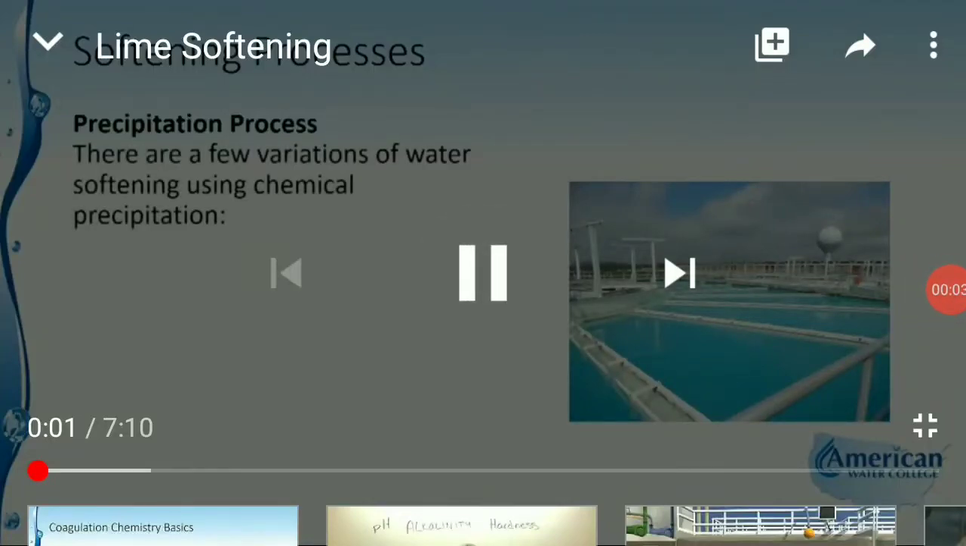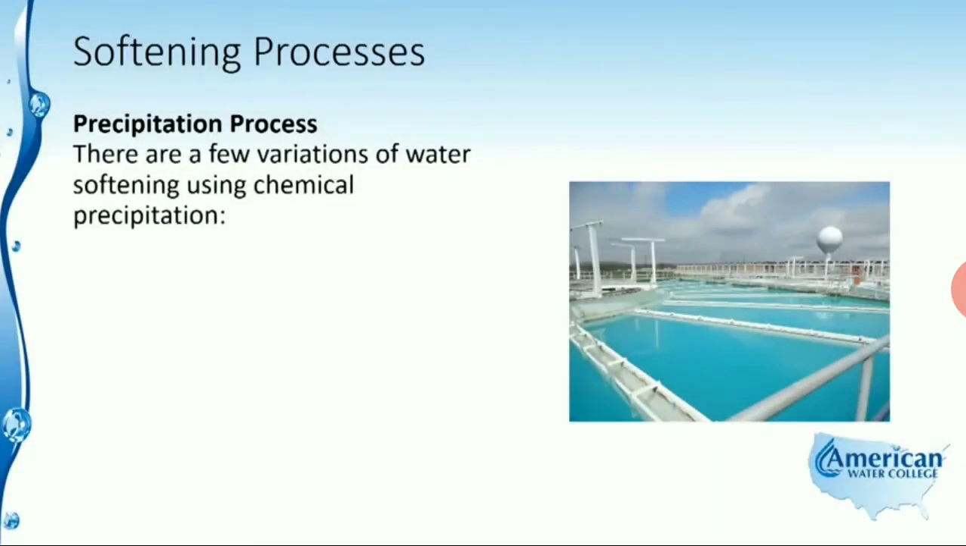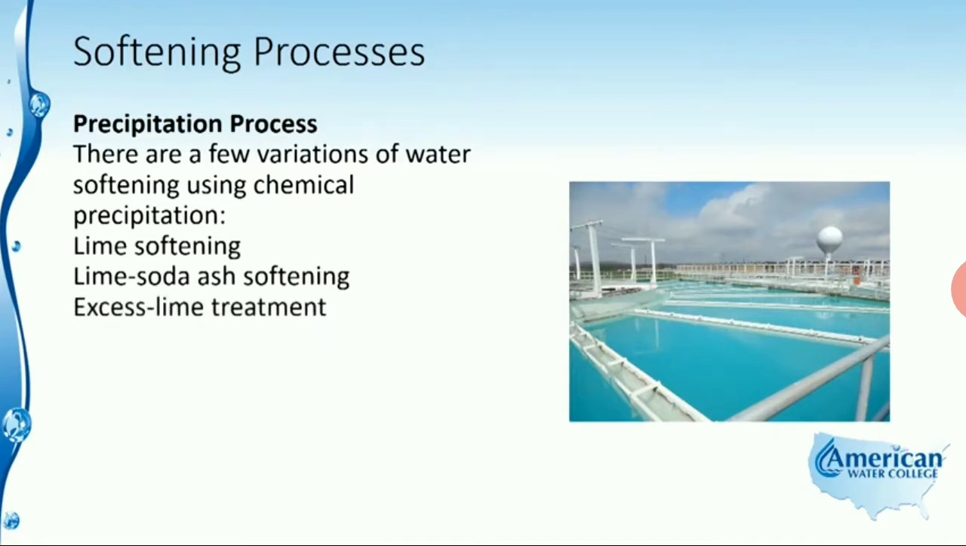There are a few variations of water softening using the chemical precipitation process. There's lime softening. There's also lime soda ash softening. There's also a process called excess lime treatment, and that's used to remove larger quantities of magnesium. And there's also a method called split treatment in addition to caustic soda treatment.